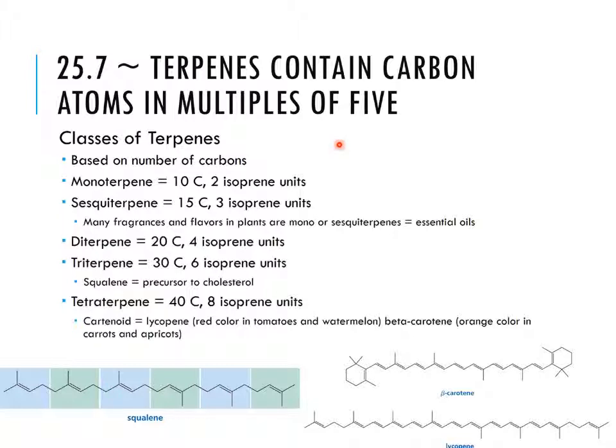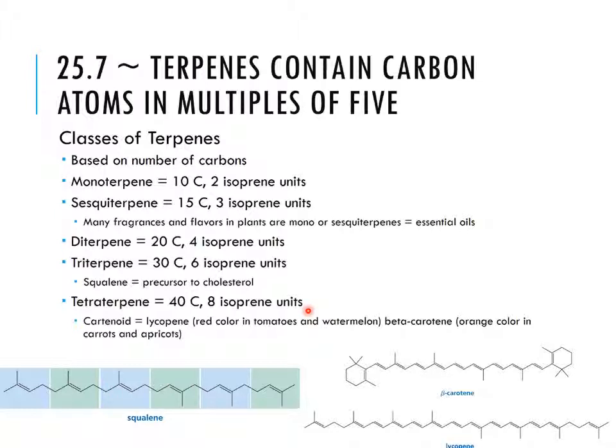We can classify terpenes based off of the number of carbons that they have. So we have to have 2 isoprene units in order for it to be considered a terpene. So that's the smallest that it can be. So a monoterpene contains 10 carbons, or 2 isoprene units. A sesquiterpene contains 15, and this is the category that the essential oils fall into, when they have 15 carbons or 3 isoprene units. Diterpene, triterpene, tetraterpene, this is based off of the 10, so 20, 30, 40.